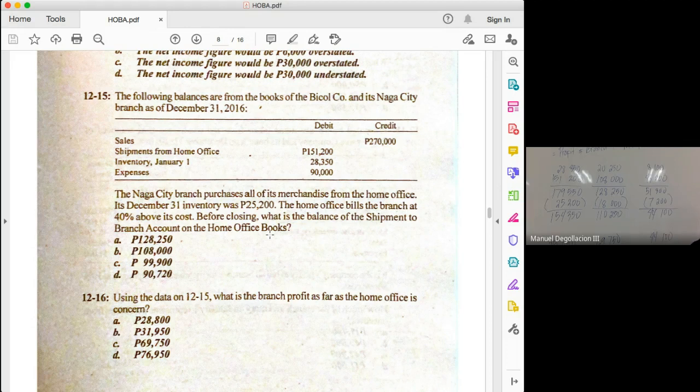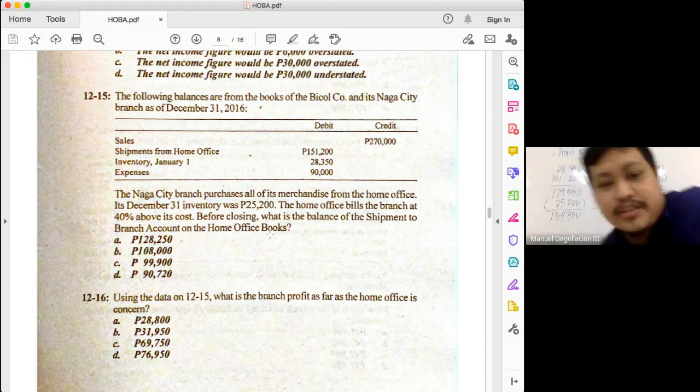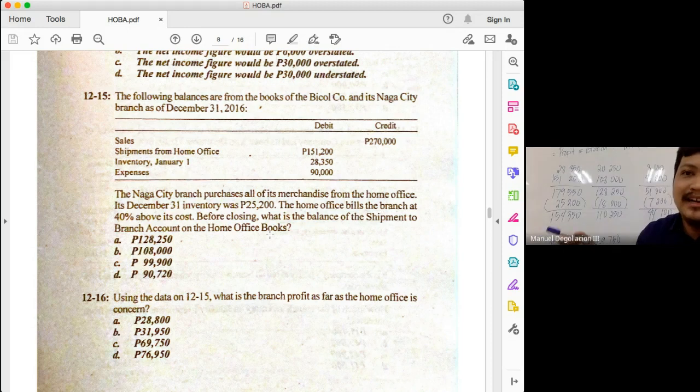Okay? So, very common question, true branch profit. The procedure is to simply add the markup on branch cost of goods sold to the profit reported by the branch. Okay. Let's just try to exhaust this problem.